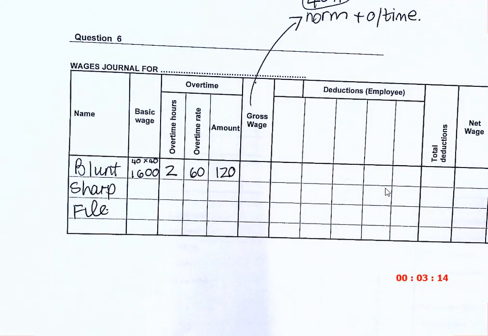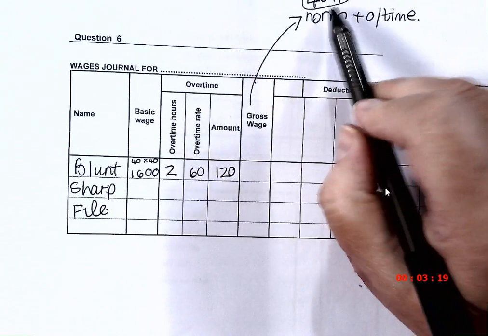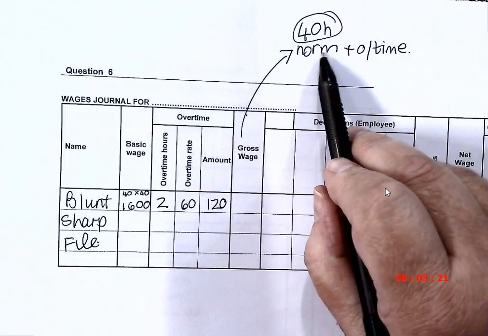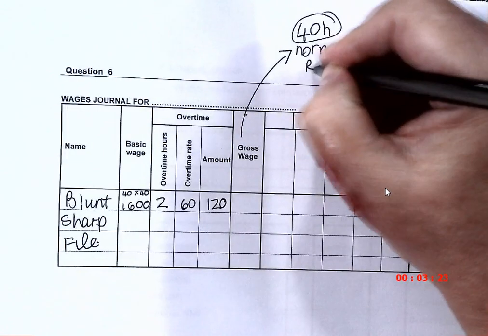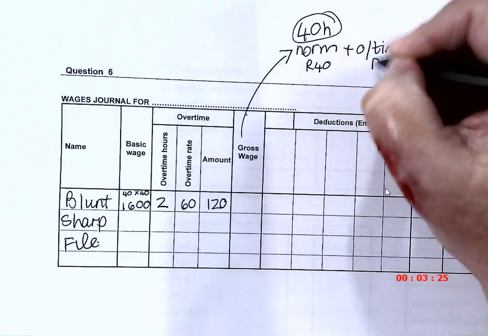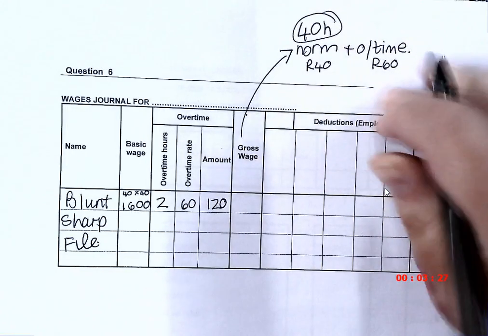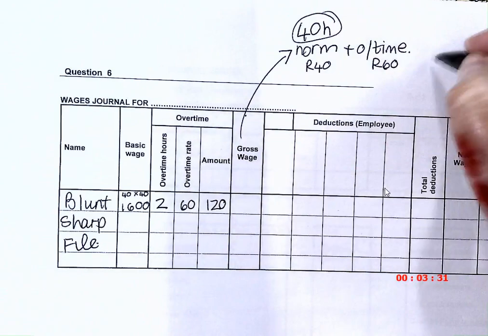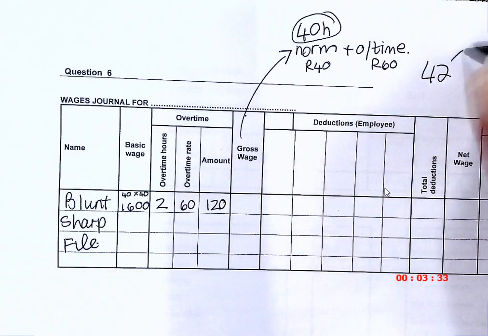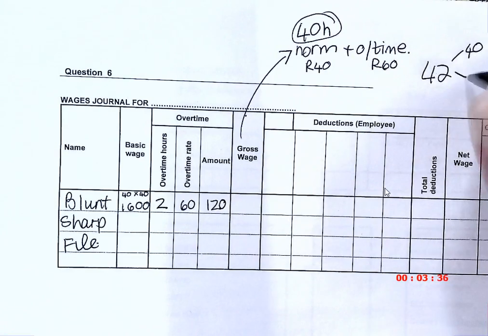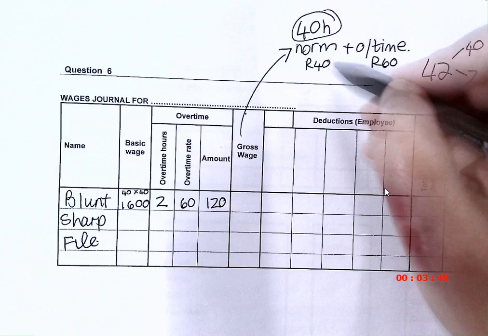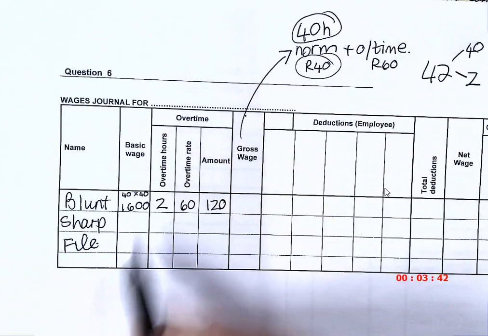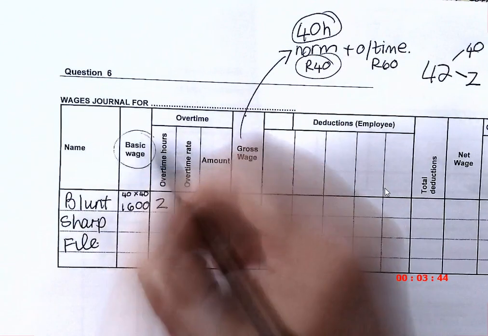Okay, I'm going slow again. So norm time is 40 Rand an hour. And overtime is 60 Rand an hour. You all fine with how I got the 60? So now if Blunt works 42 hours, it means 40 hours is norm time, 2 hours is overtime. So the 40 hours at 40 Rand an hour gives me 1,600 basic. Basic is norm.